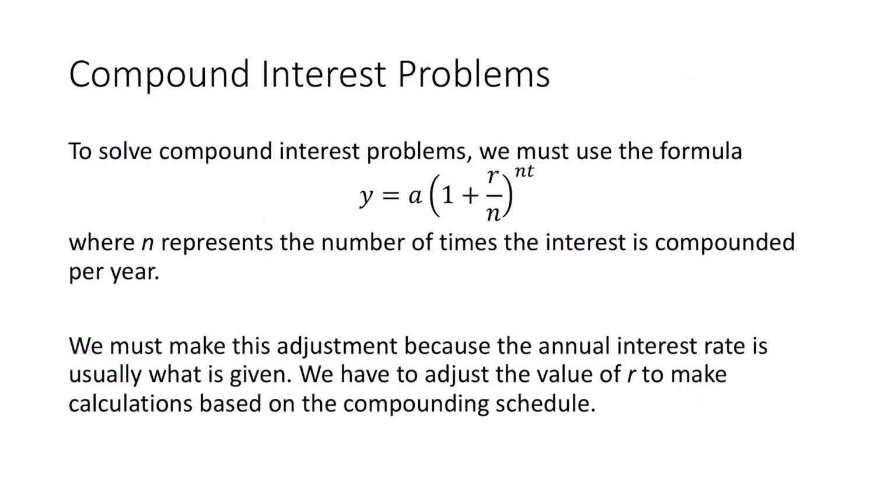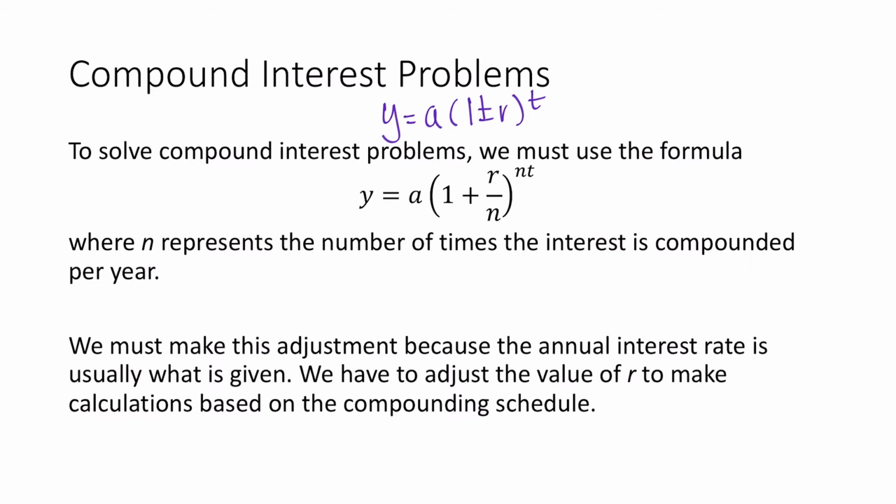So what we do is we use a modified version of this formula to calculate compound interest problems. Remember, our formula is y equals a times 1 plus or minus r to the t. Well, what we have to do is use this form of the formula, a times 1 plus r over n to the nt, because n represents the number of times the interest is compounded.